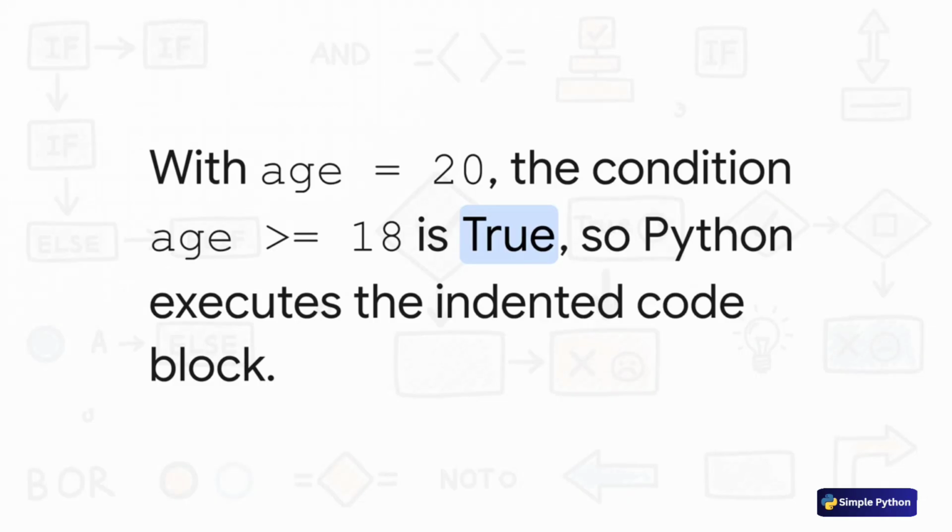So here it is in action. See this? We've got a variable, age, and we've set it to 20. The if statement then asks a question. Is the value of age greater than or equal to 18? Well, since 20 is definitely greater than 18, that condition is true. Because it's true, Python goes ahead and runs that indented line of code right below it. That indentation is key. It tells Python that the print statement belongs to the if.